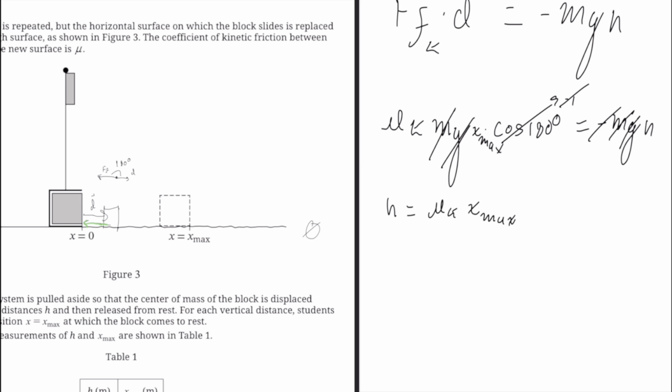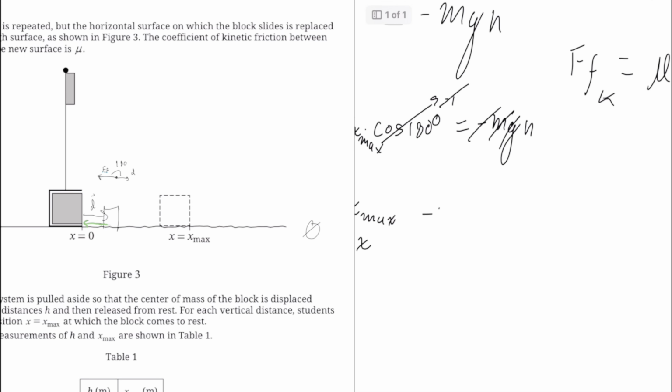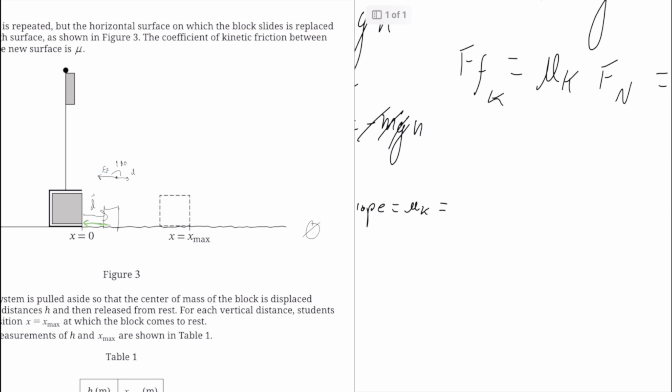This is looking a lot like a different equation. Y equals mx. It's literally the same equation. H corresponds to a displacement in y. Mu has m literally in the name, and x max is x. So now it's spoon fed to us in this situation. So now you can identify mu k as your slope and say slope is equal to mu k, which is equal to delta h over delta, what was the other one? X max.